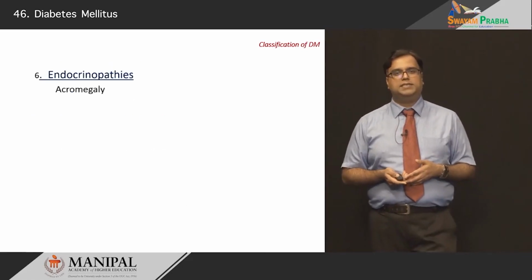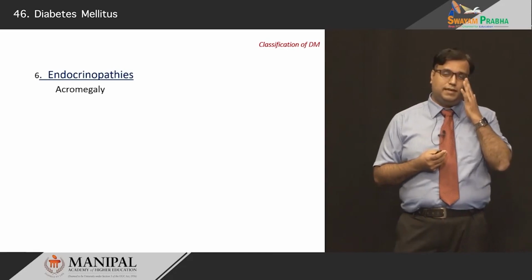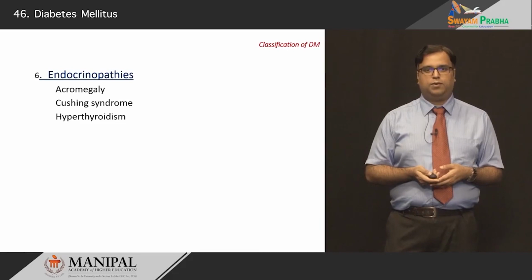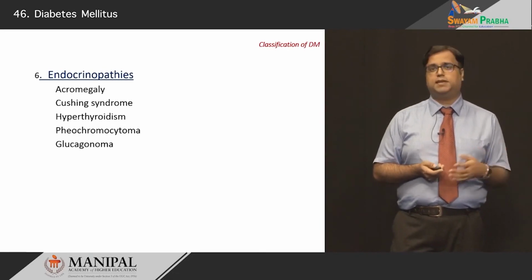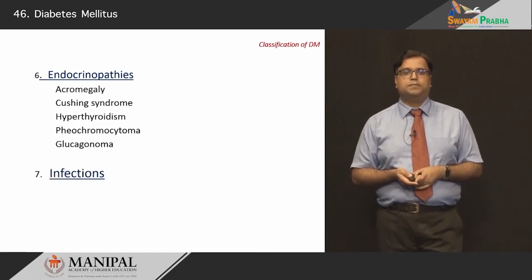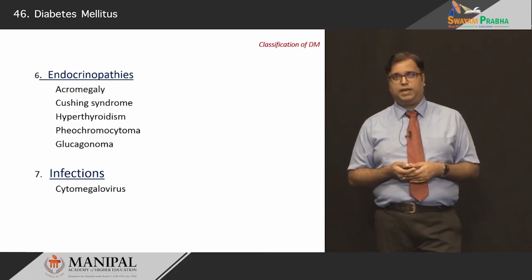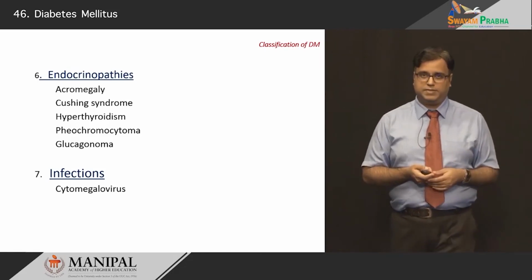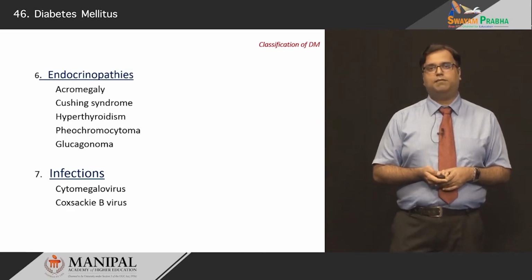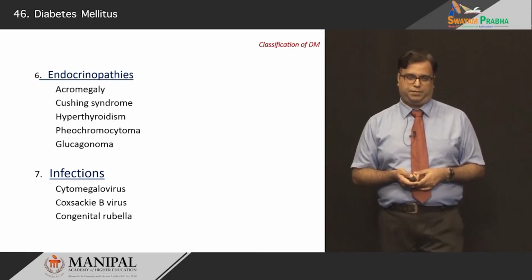Or you may have problems such as endocrinopathies. We know that diabetes essentially is an endocrinopathy, and they are intrinsically linked to other disorders like Cushing's, acromegaly, hyperthyroidism, and so on and so forth. They may be associated with certain tumors such as a pheochromocytoma or even a glucagonoma. Infections are very important because they can augur in type 1 diabetes or even type 2 diabetes to some extent, such as a viral infection caused by cytomegalovirus, Coxsackie B viruses, and rubella. Congenital rubella is the best known of the lot.